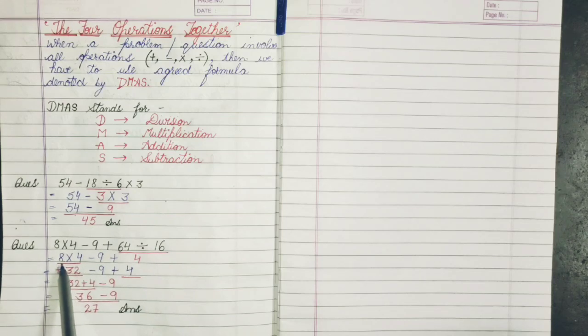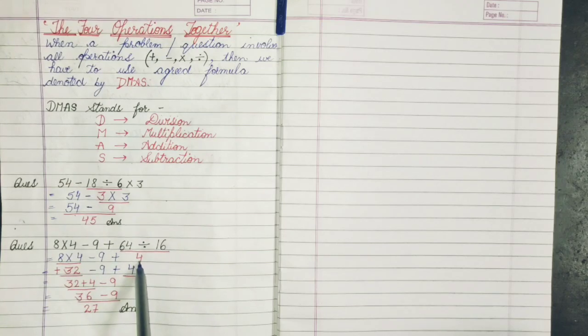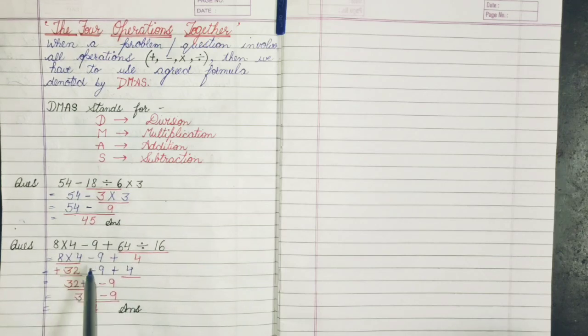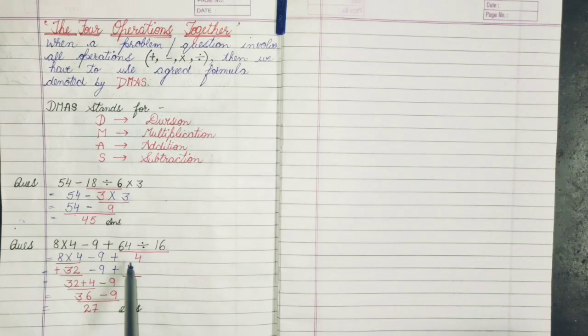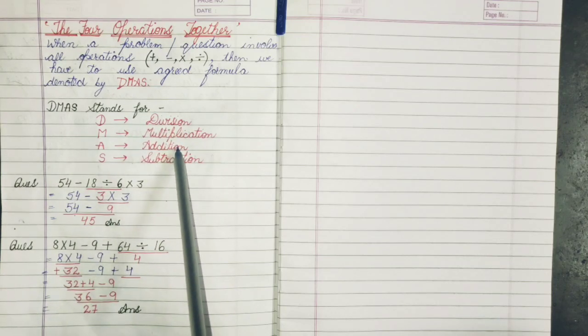So instead of writing 8 multiply 4, I have underlined them, and instead of that, I have written their answer directly, that is 32. And you remember, always the rest of the numbers and signs we will copy. See here, minus 9, plus 4. Clear, everyone? Now let's move to the third step, that is addition.